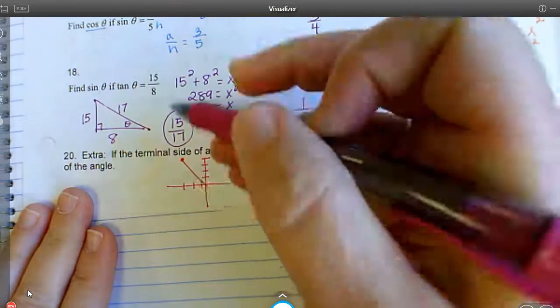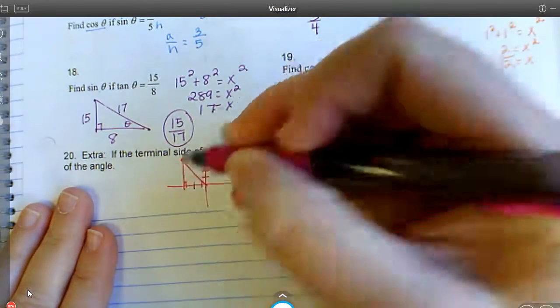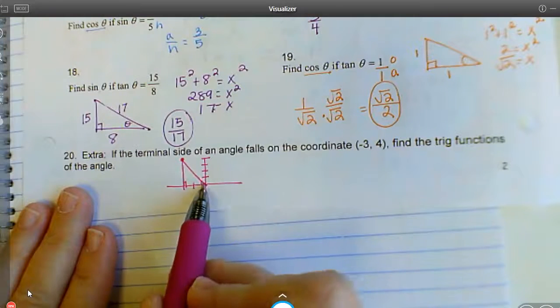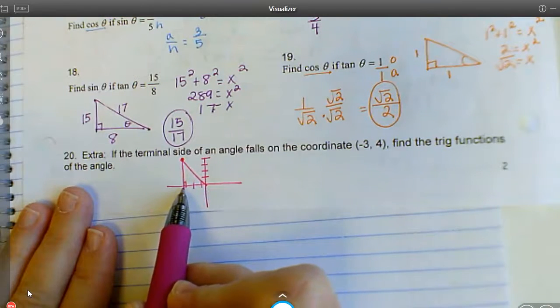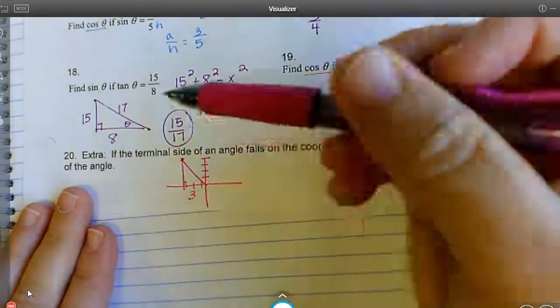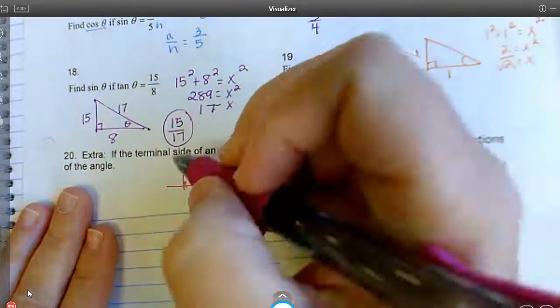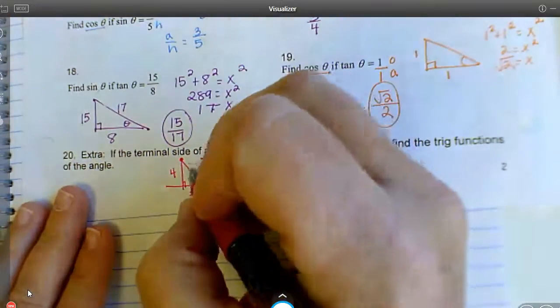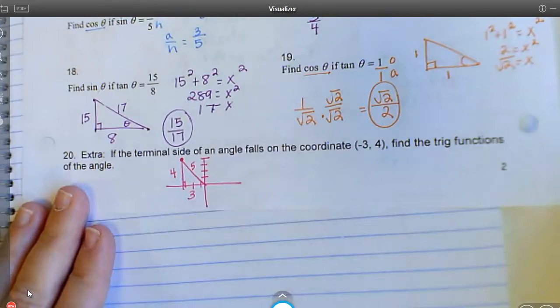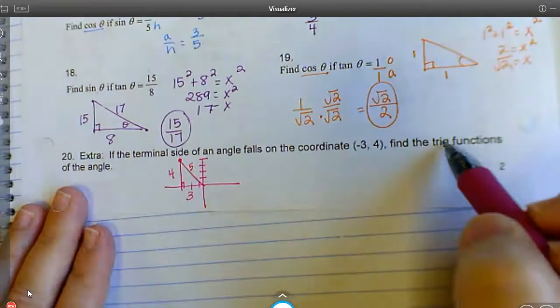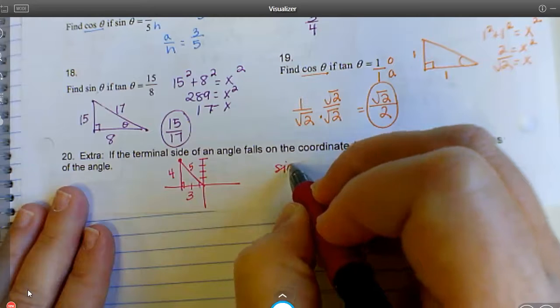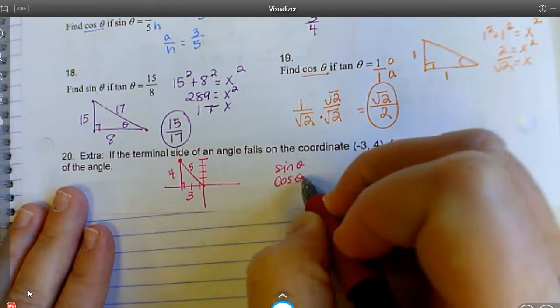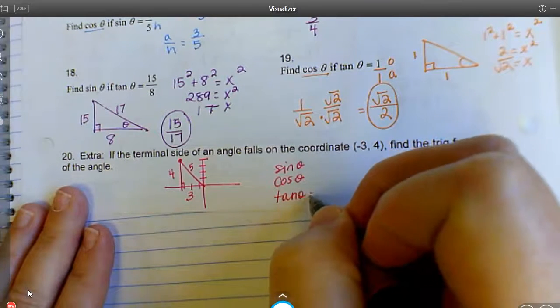So I'm going to come straight down to the x-axis. There's my 90. What's the length of this side right here? 3. What's the length of this side? That's the importance of that 3 and 4, is to know the lengths of those sides. Then you do Pythagorean Theorem to get the other side. I know that that will come out to be 5. The question says, find the trig function. So it's asking you to find sine of the angle, cosine of the angle, and tangent of the angle.